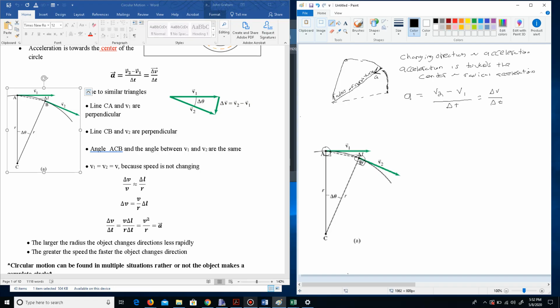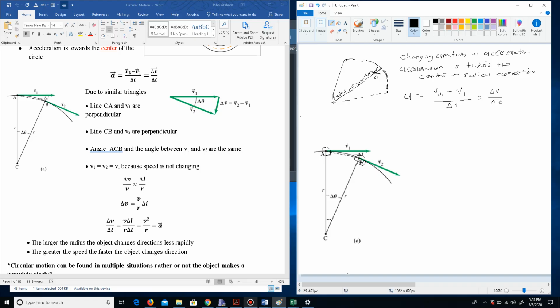And so the line CA, which is here to here, and V1 are perpendicular. The line CB and V2 are perpendicular. And so the angle ACB, which is this angle, and the angle between V1 and V2 are the same. So if we take this vector and we just move it to here, so it looks like that, this angle and this angle are the same. Well, we know this angle is the subtraction of V2 minus V1 based on vector subtraction.